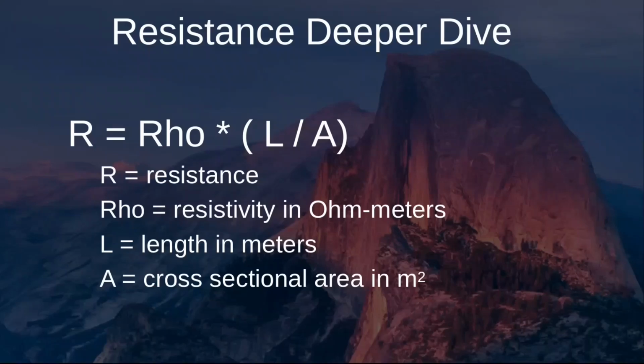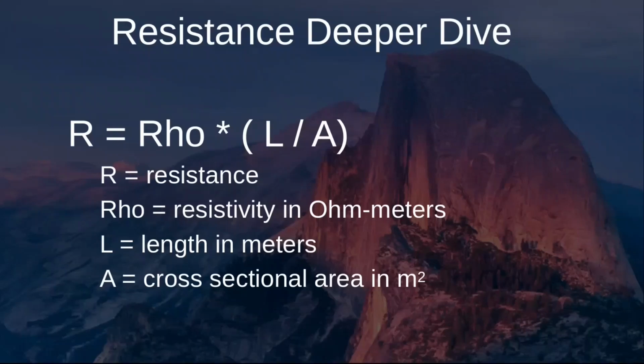So as we can see here, resistance is equal to something called rho, and rho is a constant. It's the resistivity, and the units are ohm meters. This is multiplied by the length over the cross-sectional area. And the length is the length of whatever you're measuring, whatever resistance you're measuring. Most commonly, it's going to be a wire, and that length is going to be in meters. And the cross-sectional area is going to be of that wire in meters squared. So resistance is equal to the resistivity in ohm meters multiplied by the length in meters divided by the cross-sectional area in square meters.